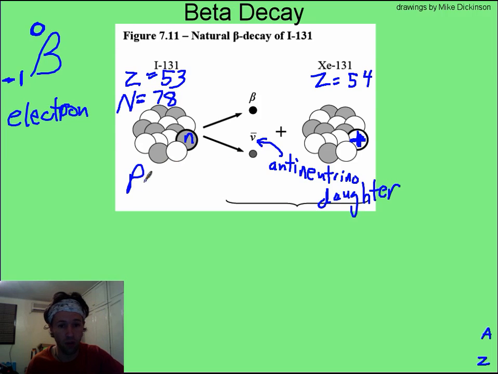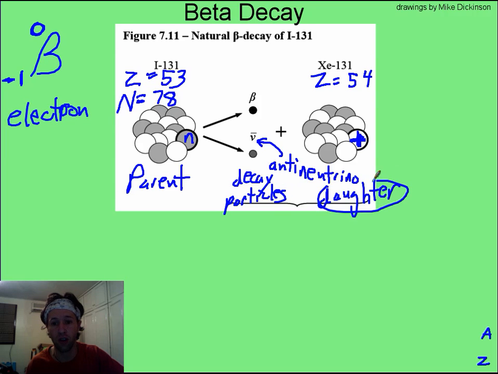So here we've got our parent. Here we've got our decay particles. Here we've got our daughter. The proton number went up by 1. The neutron number, since a neutron broke into this stuff, it went down by 1. So we end up with 77 of those guys.